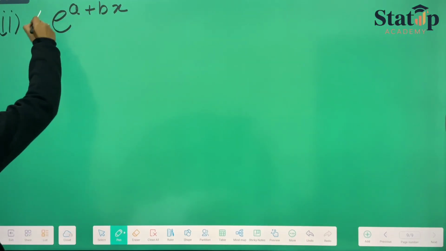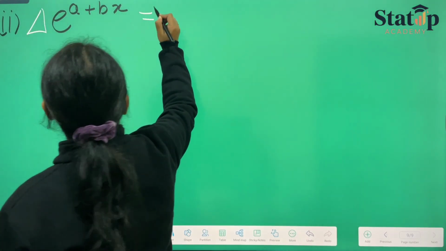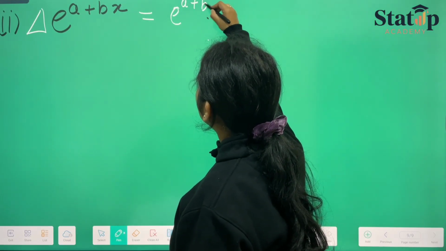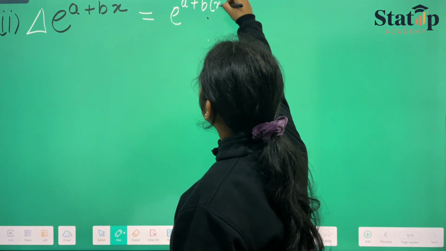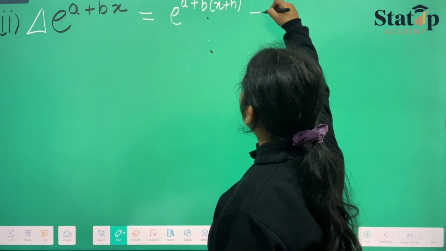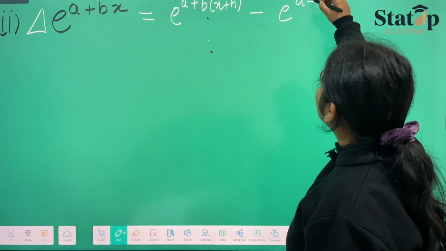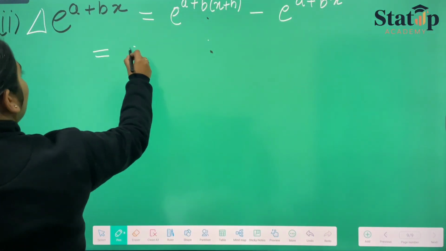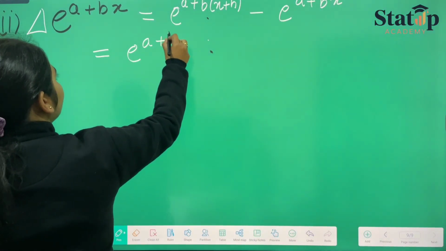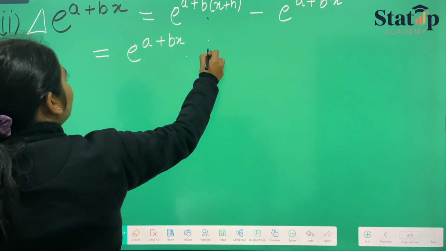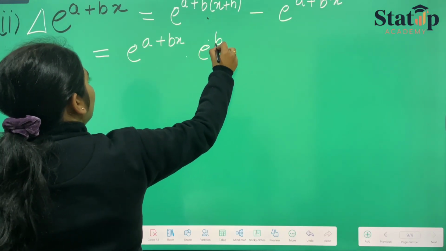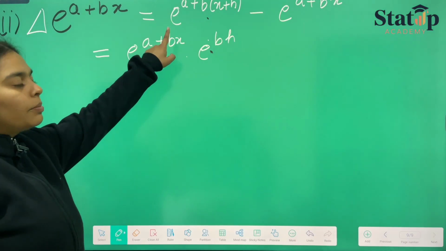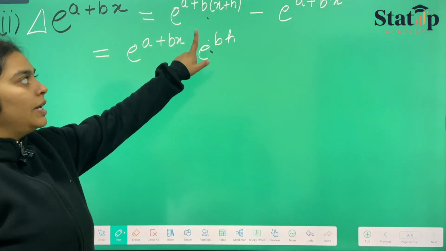Let us take delta of this only. If we take delta of this, then e raised to the power a plus b x plus h minus e raised to the power a plus bx. This can be written as e raised to the power a plus bx into e raised to the power bh. I can write it like that because it would be e raised to the power a plus bh plus bx.